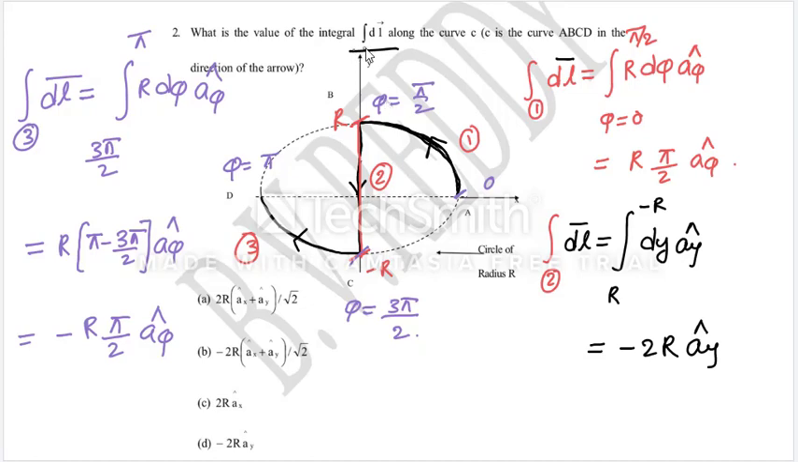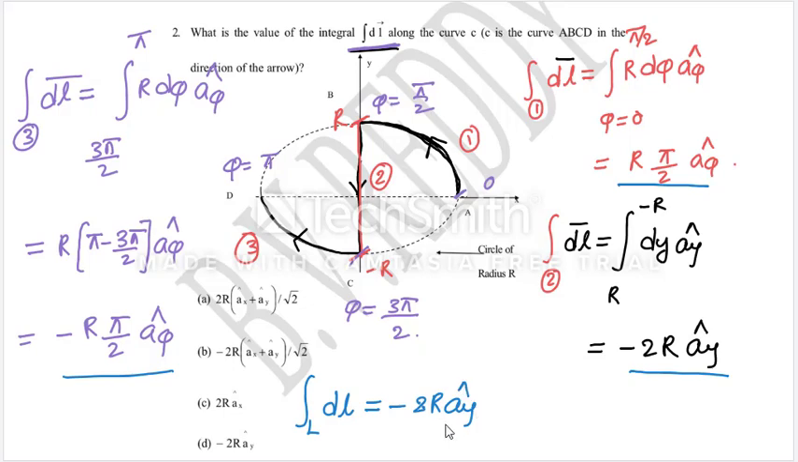Now, is the sum of all of this the final answer or not? So the integral of dl is equal to what? This thing and this thing will get cancelled, and only this is left out here. So how much can I say, this is minus 2r in ay cap.